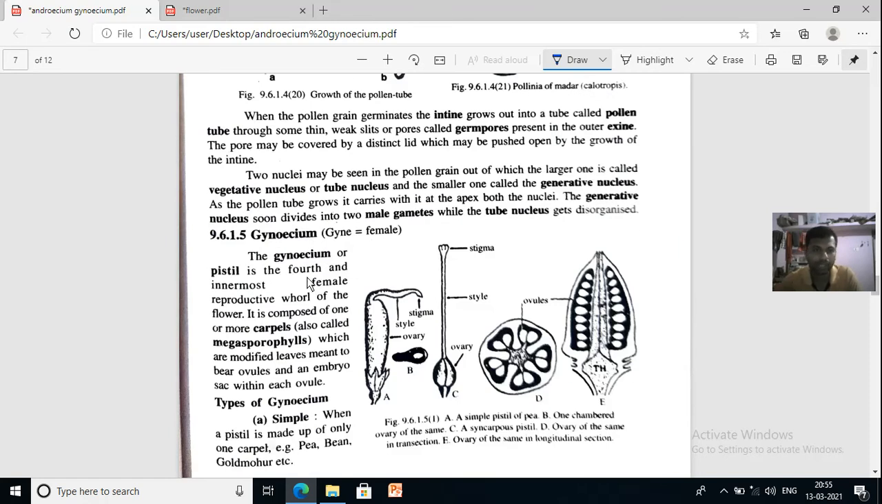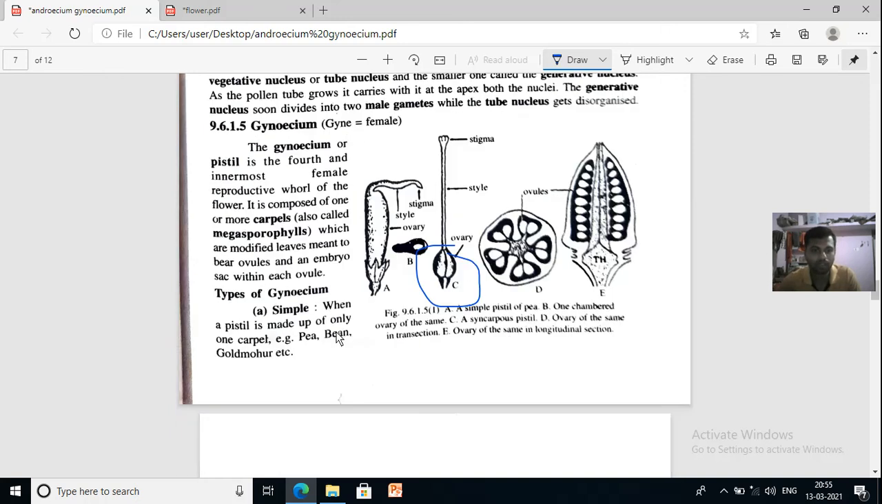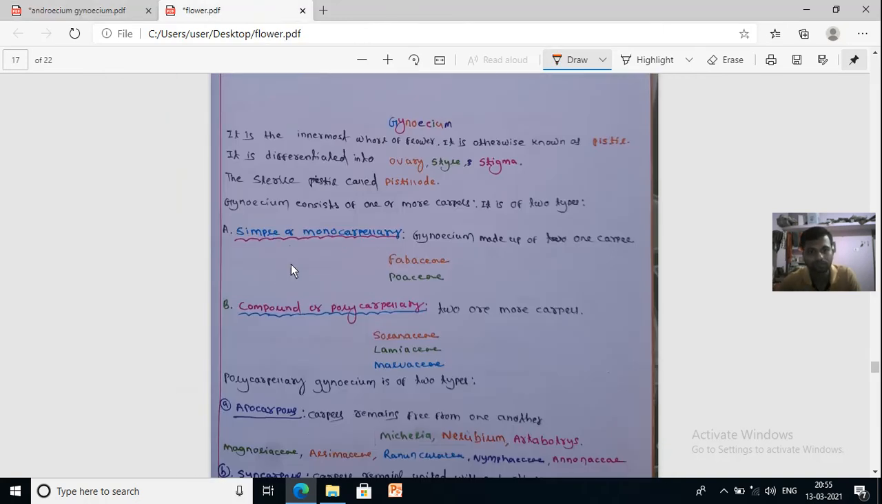Now next come to the gynoecium. The gynoecium is the female reproductive organ of the flower. Its individual member is known as carpel. Each carpel consists of a basal swollen ovary, a long style, and an apical stigma. It consists of three parts: ovary, style, stigma; a sterile pistil is called pistillode. Gynoecium consists of one or more carpels. It is of two types. When the gynoecium consists of only one carpel, it is known as monocarpellary, as in Fabaceae and Poaceae. This is the special feature.